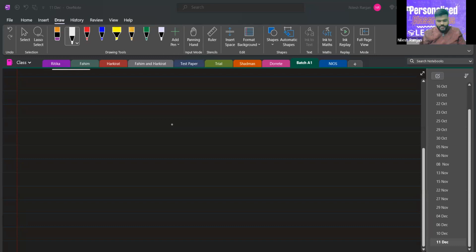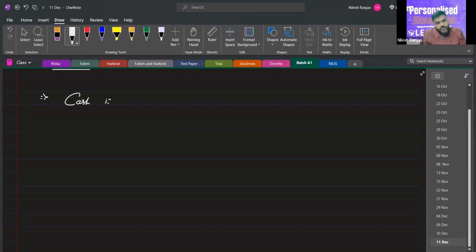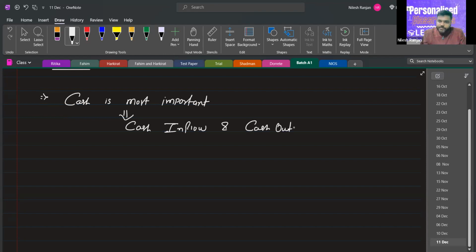So first of all, why is cash flow statement prepared? Actually, in business, cash is very important. You know this. Yes, cash is the most important item in any business. Now, how will we know how much cash will be received, that is cash inflow, and how much cash will be paid during a year?